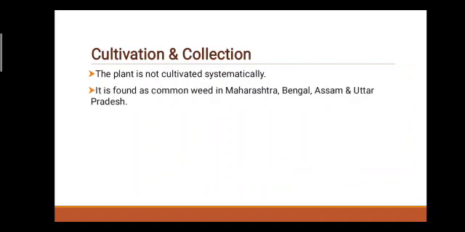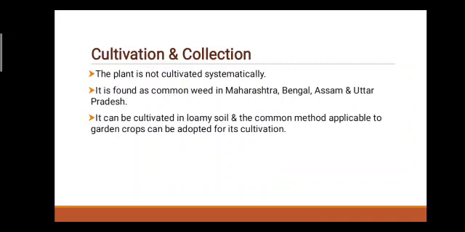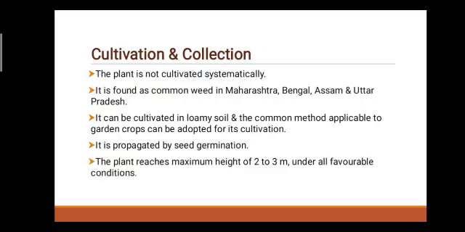Next point, cultivation and collection. The plant is not cultivated systematically. It is found as a common weed in Maharashtra, Bengal, Assam and Uttar Pradesh. It can be cultivated in loamy soil, and the common methods applicable to garden crops can be adapted for its cultivation. It is propagated by seed germination. The plant reaches a maximum height of 2 to 3 meters under all favorable conditions.